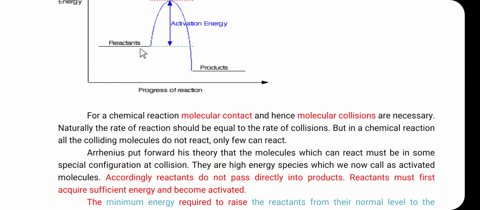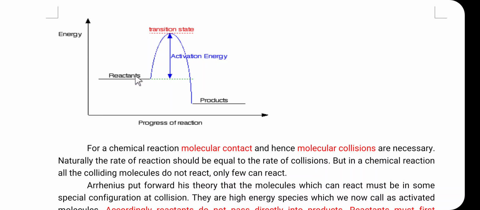So, here these are the reactants. First they acquire a certain amount of energy, they move from the normal level or ground level to the excited or transition state or activated state, and then the reactants will react, and this energy is called the activation energy, and then the activated reactants are converted into the product.